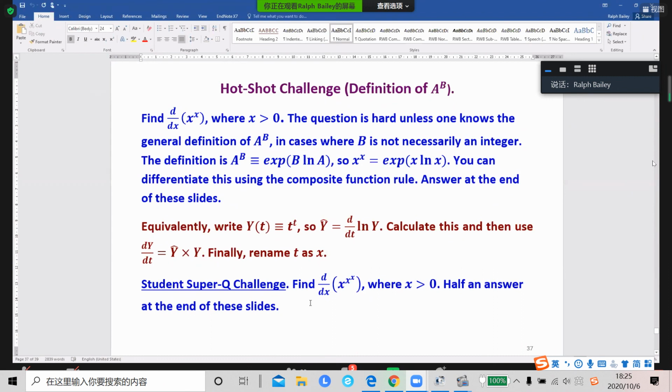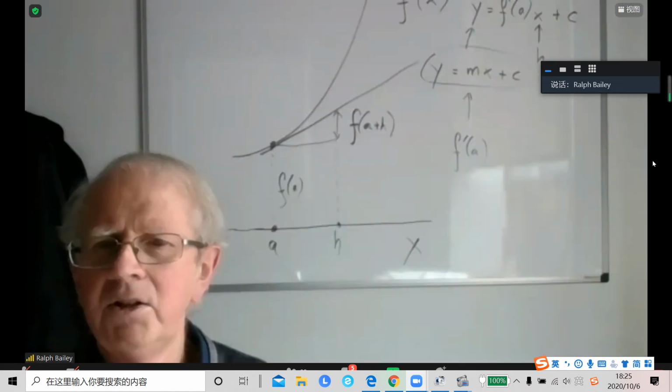Student super Q, who's a bit of a pain in the neck, says, well, of course, that was easy. Let's do the derivative of x to the x to the x. You'll find half an answer at the end of these slides. I described the method, but decided I couldn't face trying to decide whether I was actually pushing it through to a correct conclusion. But I think I know the method. Here ends skills 2, except I should go back and see whether you've got some questions.